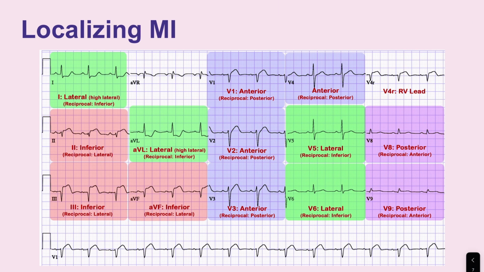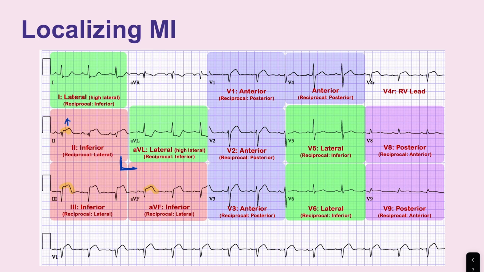This is what we were talking about earlier a little bit with the reciprocal leads. So, for example, if you saw ST elevation in leads 2, 3, and AVF here, we've got that little tombstone that we're looking for, right? So we see the ST elevation, and we see it's in these contiguous leads. These are leads that we expect to go together.